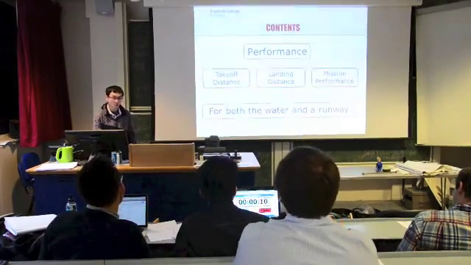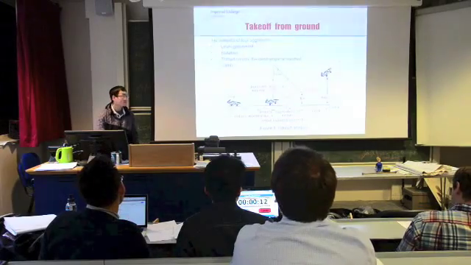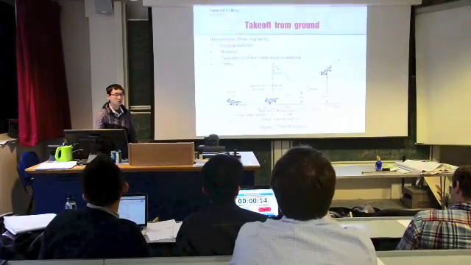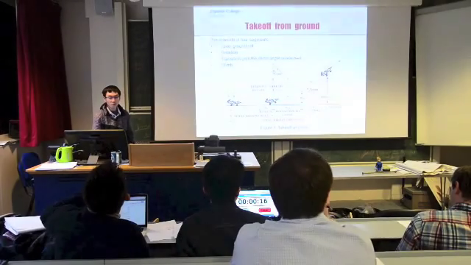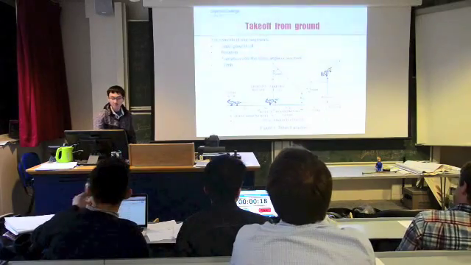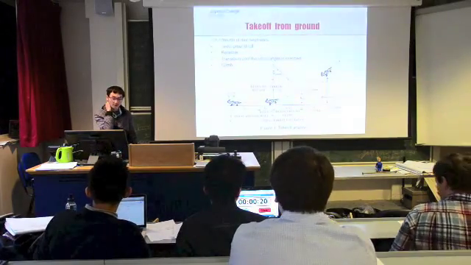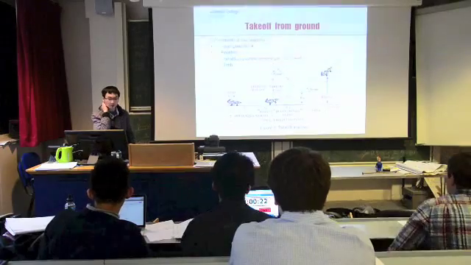both for water and runway. Taking off from ground usually consists of 4 segments: level ground roll, rotation, transition, and flight. Figure 1 just illustrates the basic aircraft takeoff from ground.